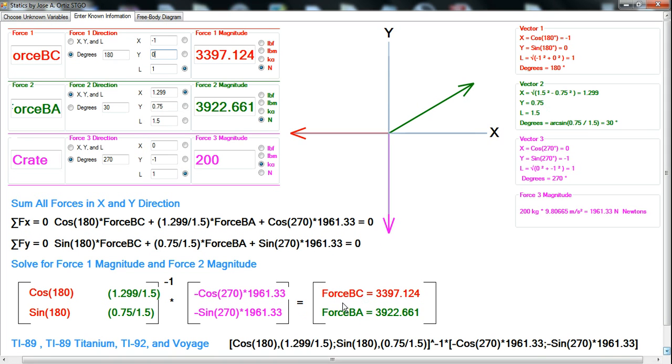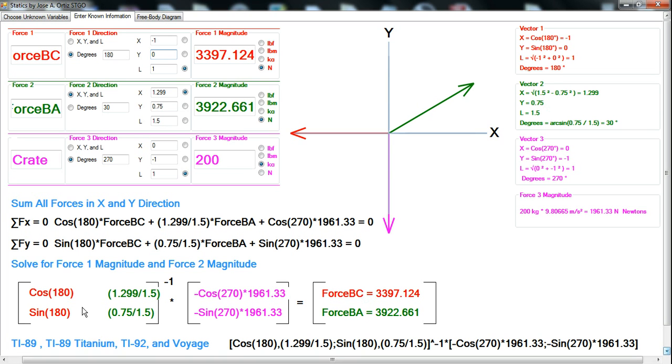In this case, it's going to be force BC and force BA. Doing an inverse by hand takes some practice, and that alone will take you about 5 minutes if you're good at it. In some cases it might take you 10 minutes and you might not even get the right answer. So we're not doing an inverse matrix by hand.